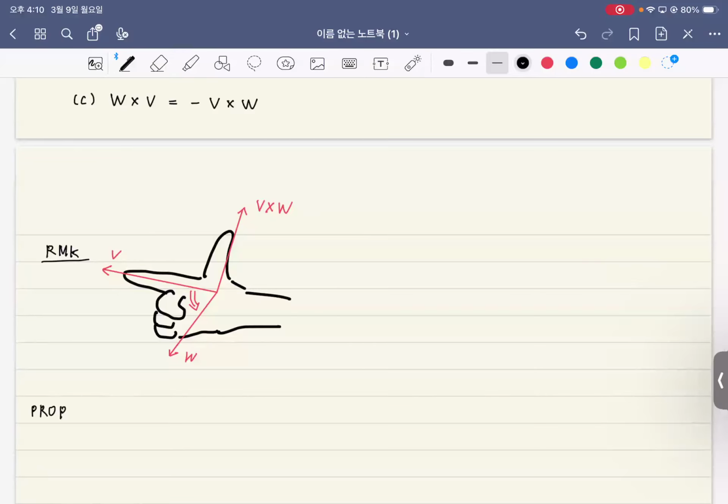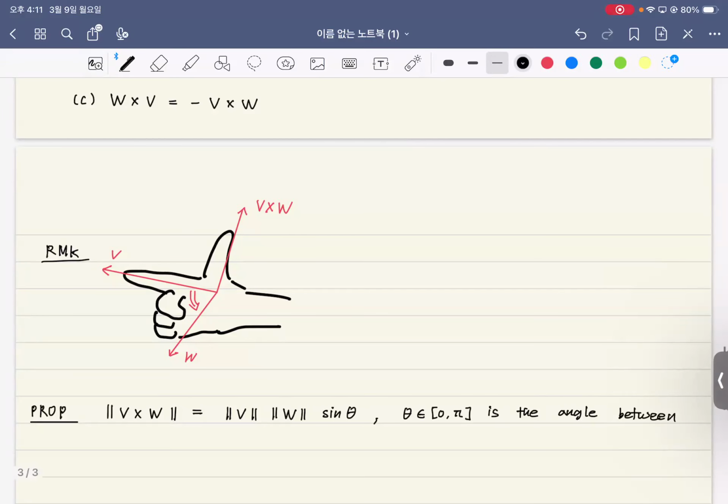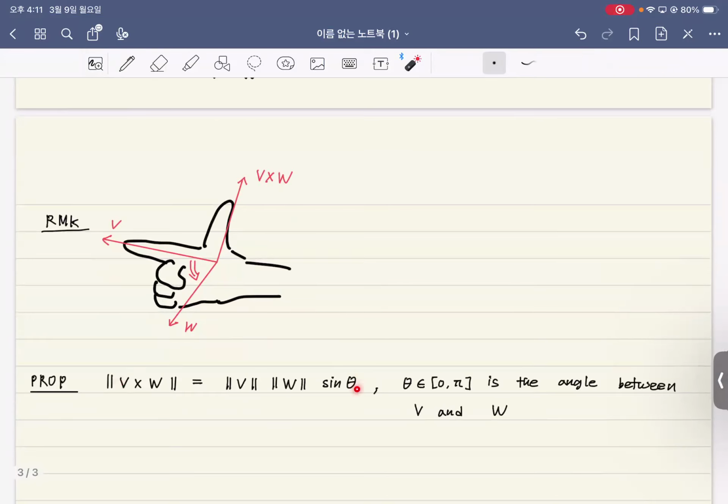The proposition is: the magnitude of the cross product of two vectors is the length of V times the length of W times sine of theta. Here, theta is always from 0 to pi, and is the angle between the two vectors V and W. This is the magnitude.